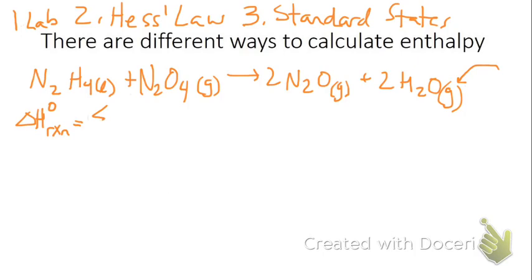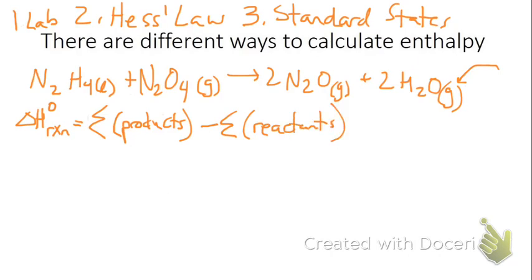So we're going to have the sum of the delta H of formation of the products, minus the sum of the delta H of the reactants. Right, so final minus initial. But since we have more than one, we have to take the sum of those.